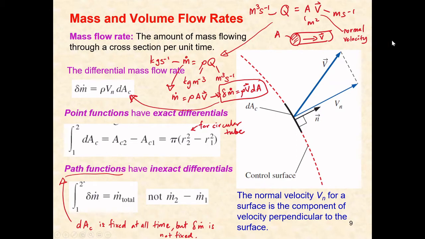Here's a diagram that also shows that the normal velocity for a surface is the component of the velocity perpendicular to the surface. So it must be perpendicular, it must be 90 degrees. The velocity must be normal, 90 degrees from the surface area. That's how it's being done.